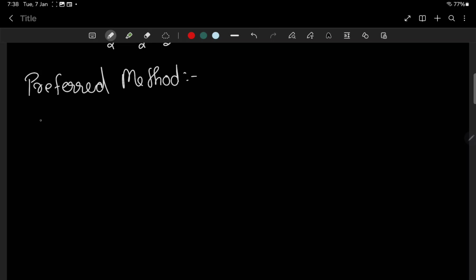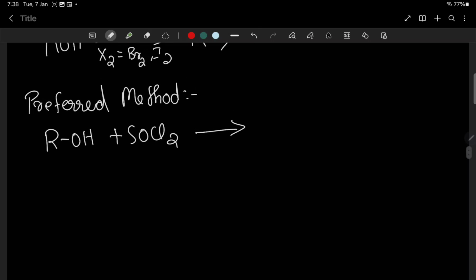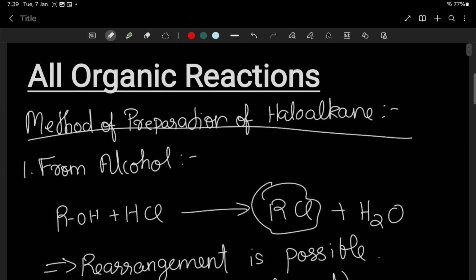The preferred method is the reaction with SOCl2: alcohol plus SOCl2 gives RCl. Why is it preferred? Because both the byproducts are gases, so they escape and we get the pure product: RCl plus HCl plus SO2. Both are gases, both will escape and we get pure RCl. This is the preferred method. Now these are the methods of preparation from alcohol.